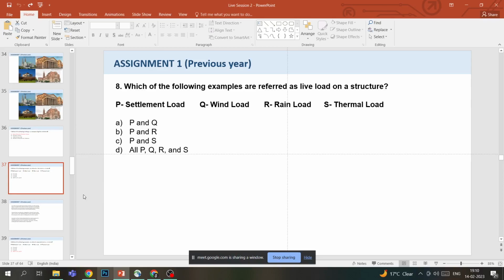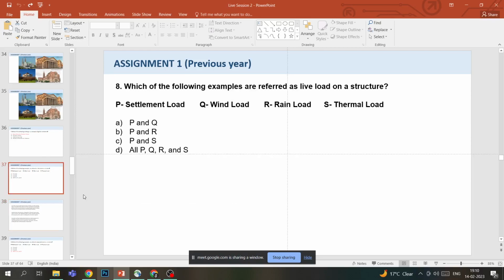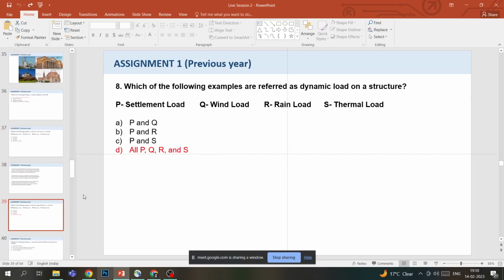The one word that is wrong, they could have written dynamic load, because all of these parts get covered in dynamic load, or there might have been an option where it said none of them, because these four things are not live loads, they are part of dynamic loads. So the correct answer that was provided in the previous year assignment, which was provided to us, was option D, all PQRS. So I think the question should not have been asking about live load, because all of these are not live loads.